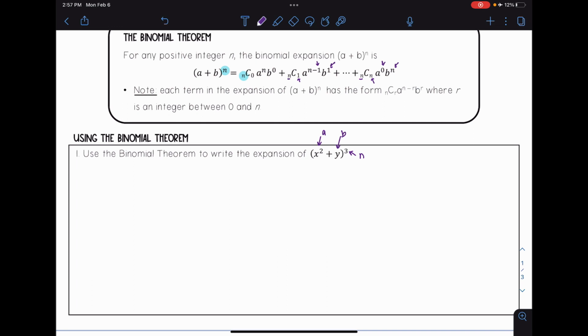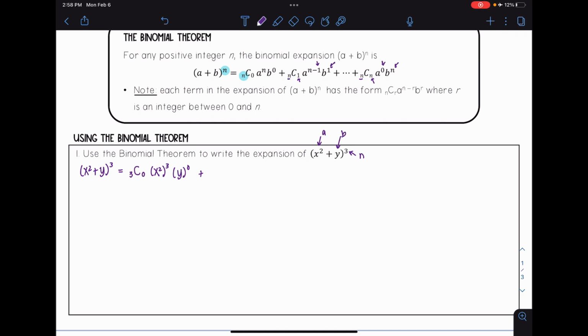So I have that x squared plus y raised to the third power is going to equal my combination. I'm going to start with n on the left, so 3c, and I'm going to start at 0. A is going to be raised to the n power, so x squared is going to be raised to the third power, and then my b is going to be raised to the 0 power, so I'm going to have y raised to the 0 power. And I want to keep going.